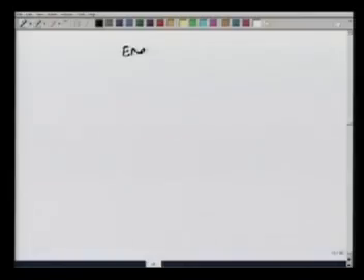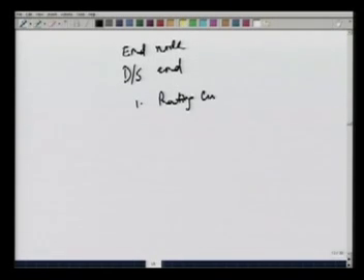Similarly, for the end node, or we can say the downstream end, generally we have the rating curve, and we have either extrapolation or the positive characteristic equation.